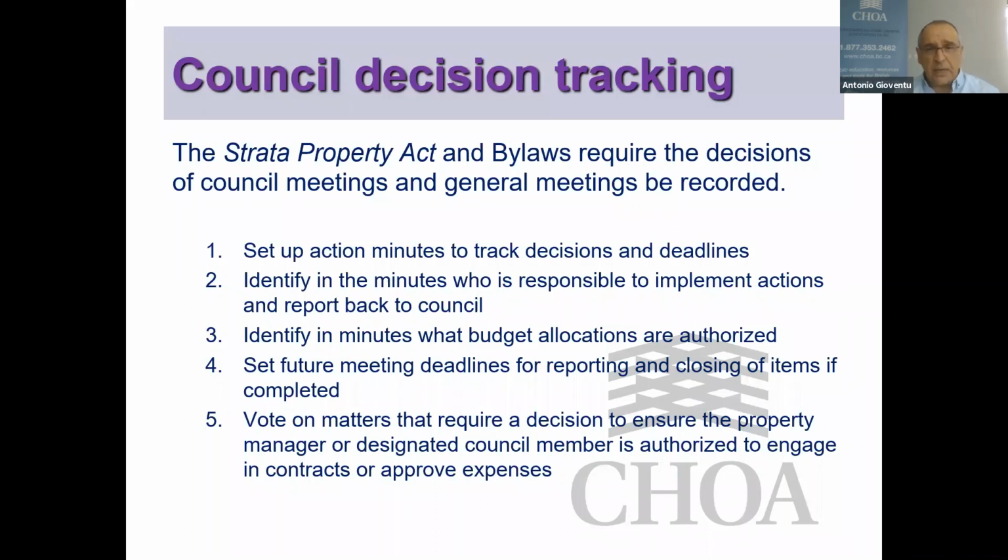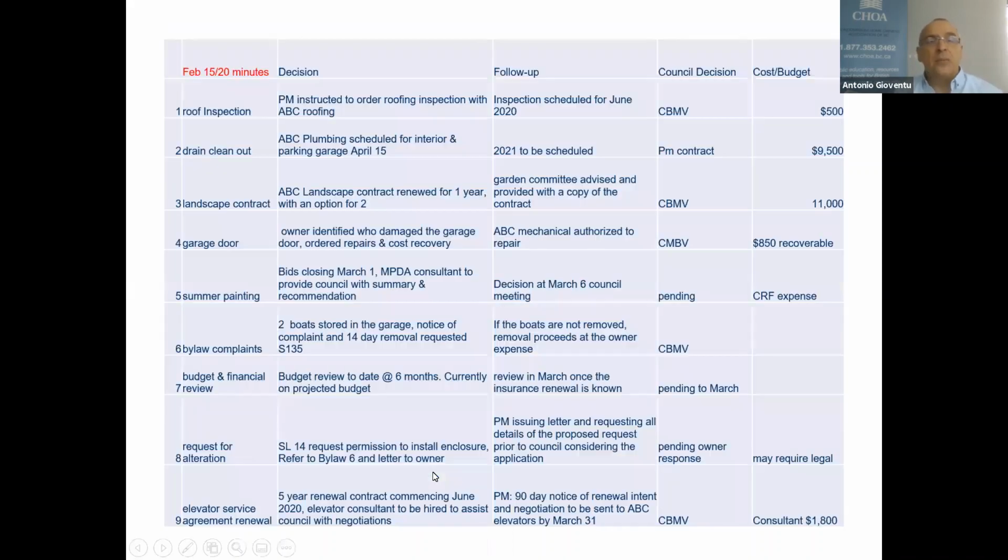You can also identify in your minutes what budget allocations are authorized, so it's perfectly clear about the funding that's being set, and set future meeting deadlines for reporting so you can close off items. There's nothing worse than having a set of action minutes with 40 items on it and nobody's been closing them off. Keep them chronological. What's the most current on your list? Once they're completed, take them off the list and clear it up. And make sure as a Strata Council you vote on matters that require decisions. Your property manager needs lawful instructions, or a council member who's undertaking a responsibility needs to be authorized to proceed with a contract or engage in an approved expense. They need you to make decisions, which are in the minutes, to make their job easier.